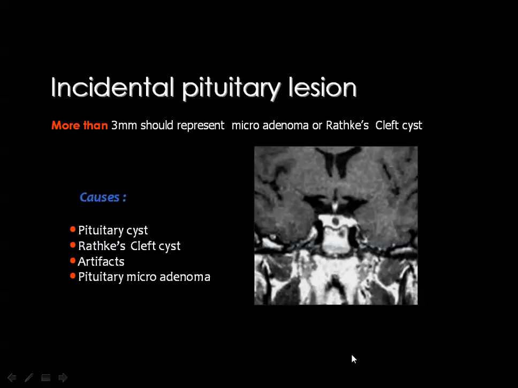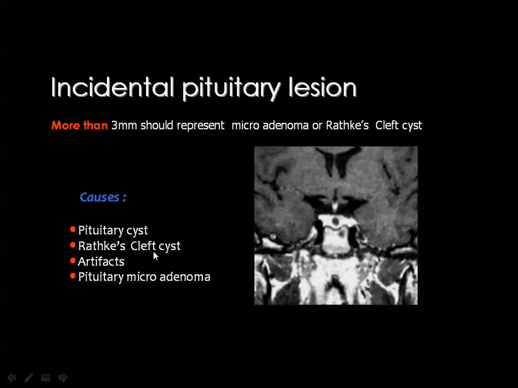Then sometimes you are confronted by a small lesion within the pituitary gland, and this lesion is not usually enhancing. And here is an example. You see this very small, well-defined lesion which is located within the enhancing pituitary gland. The main differential points are pituitary cyst, pituitary microadenoma, and Rathke's cleft cyst.